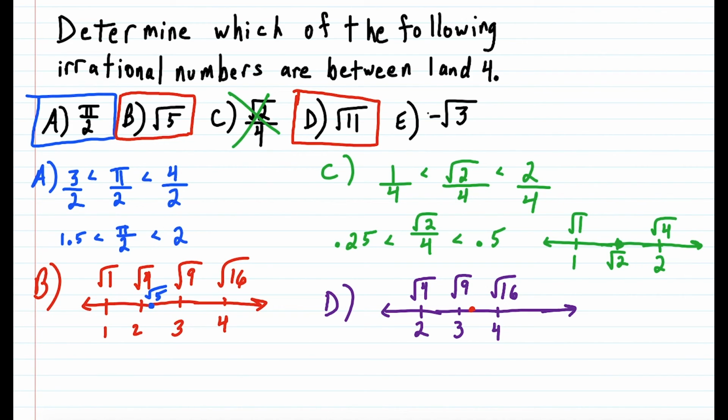Now for the last question here, this one we could just automatically cross off, because negative square root 3 is less than 0. And if we're dealing with a negative number, we're trying to find values that are between positive 1 and positive 4. So since negative square root 3 is negative, there is no way that this number is going to land between 1 and 4.